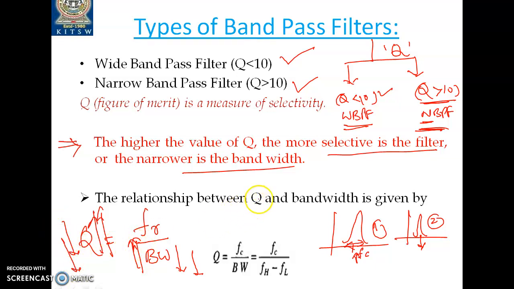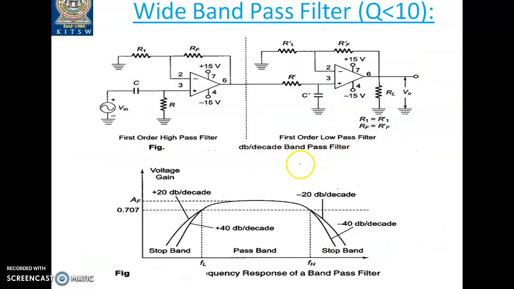So what is the filter that you are designing? Narrow band or wide band? In this case, you are going to be designing a wide band pass filter. So that is the reason. Alright, so this is the circuit diagram of the wide band pass filter.